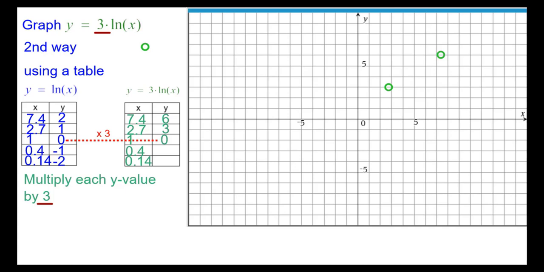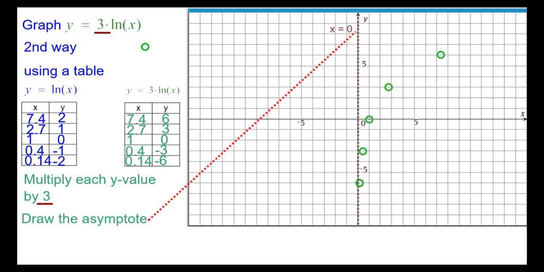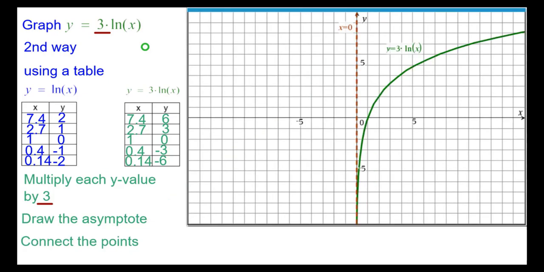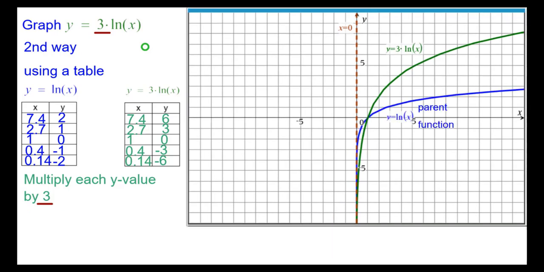Zero times 3 is 0, 1 comma 0. Negative 1 times 3 is negative 3, 0.4 comma negative 3. And negative 2 times 3, negative 6, 0.14 comma negative 6. Draw the vertical asymptote, the y-axis, line x equals 0, and that's our boundary line. And then we connect the points using that boundary line and compare it to the parent function.